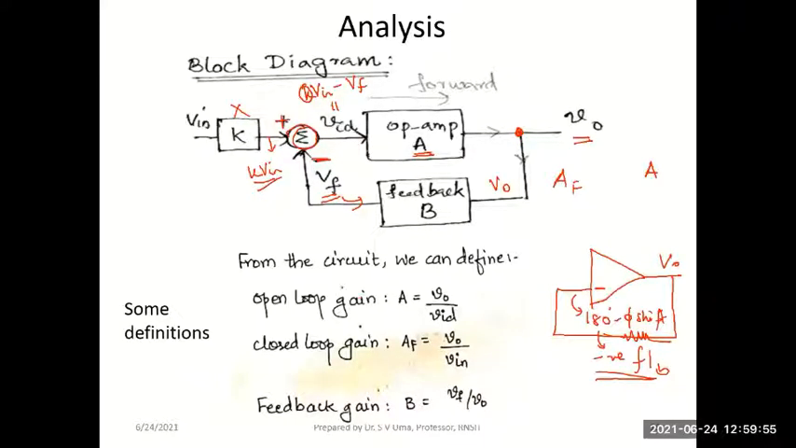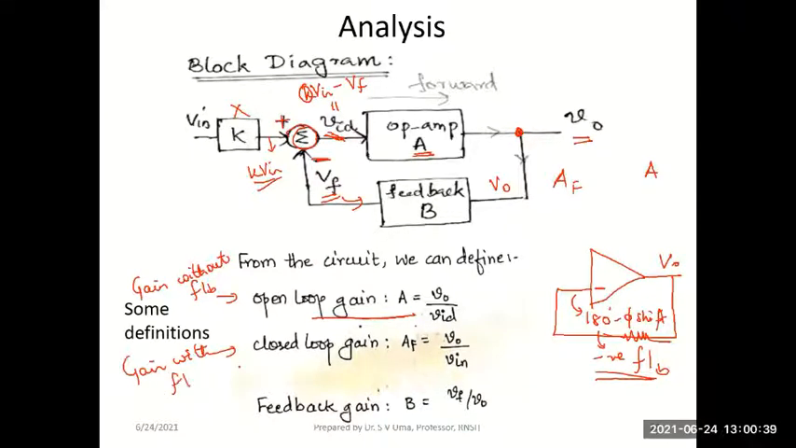Okay. So this is the basic diagram. You see the different naming conventions. What is open loop gain? Open loop gain A is given as output voltage divided by the differential input voltage which we have here. V0 divided by VID represents the open loop gain of the circuit. What is closed loop gain? The closed loop gain is the gain with feedback. Open loop gain, you remember, is gain without feedback, and closed loop gain is the gain with feedback.